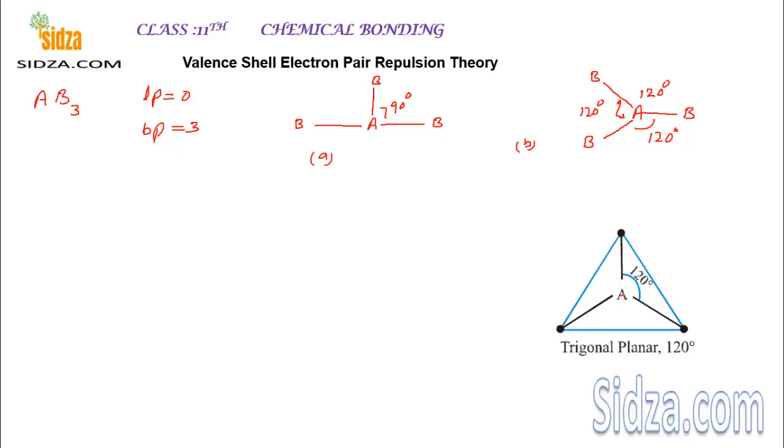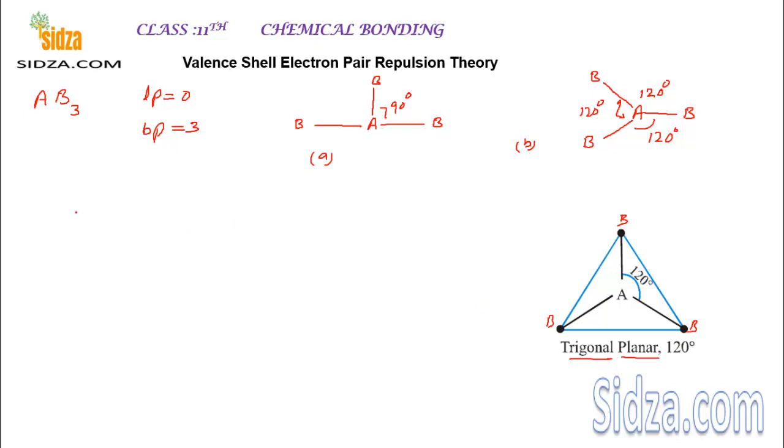In the middle of the triangle is the atom A, and these are the three B atoms joined to it. The three B atoms here and the central atom A will all be in one plane. That's why this is a planar molecule, right? Trigonal, three corners here you can see, and planar, and the angle is 120 degrees.